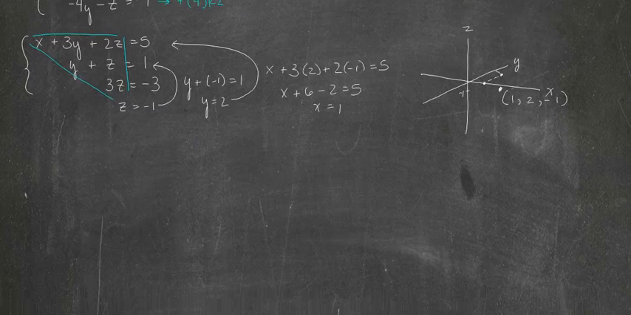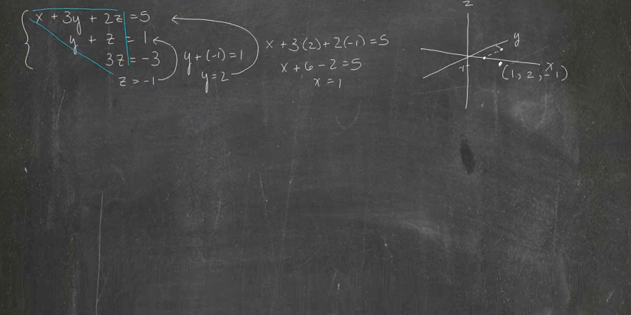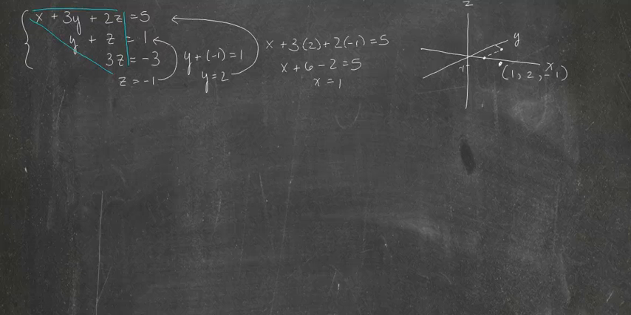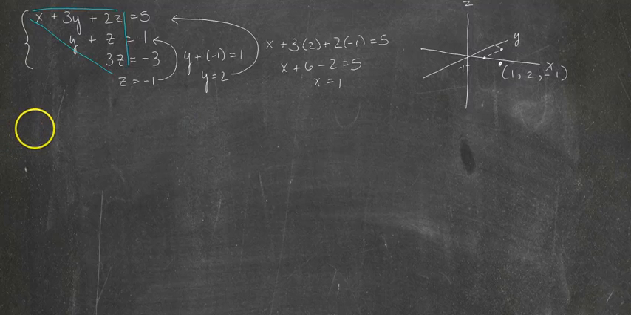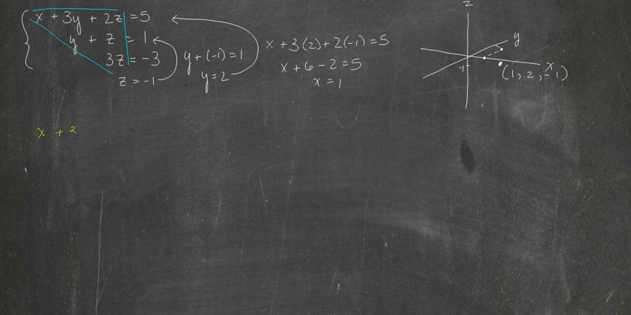So, an easier way to do exactly the same problem is to convert it to a matrix. And a matrix means to convert a system of equations. I'm going to write it all again. X plus 3y plus 2z equals 5.